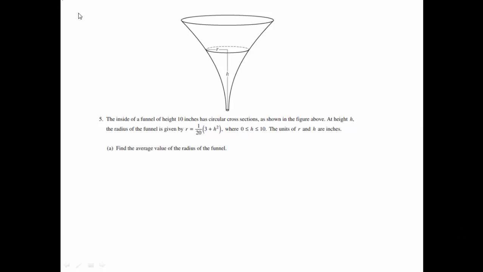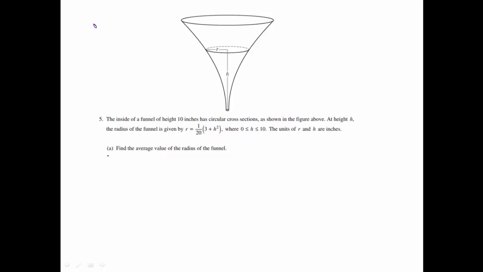Number 5, the inside of a funnel of height 10 inches has circular cross sections as shown in the figure above. At height h, the radius of the funnel is given by r equals 1/20th times (3 plus h) squared, where h goes between 0 and 10. The units of r and h are in inches.